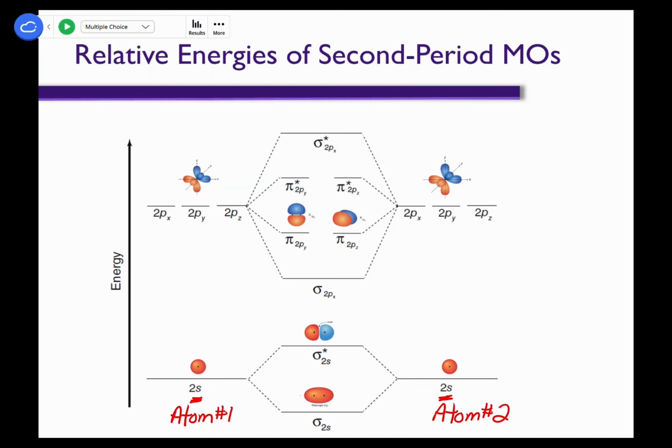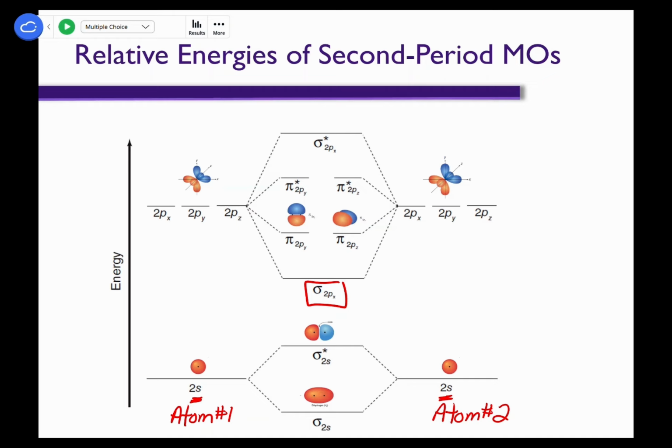This is the one we're going to work with. Okay, so let's think about the sigma 2px. When we are combining these p orbitals head on, this has the greatest overlap. So this is going to be the most stable, lowest energy orbital. That's in contrast to the side-by-side overlap. Even though they're bonding orbitals, they're side by side. It's not quite as stable. It's still a decrease in energy. It's more stable, but not as great as head-on overlap.